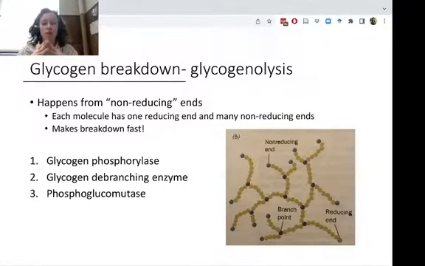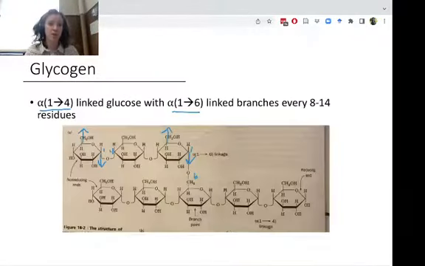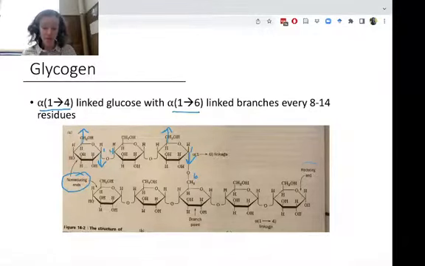Let's talk about breakdown of glycogen first, or glycogenolysis. We can break down this glycogen only from one end. So on this previous slide here, we have two ends. We have ends that are kind of at the front. We call those the non-reducing ends. And we have the end, or the back side, and we call that the reducing end.